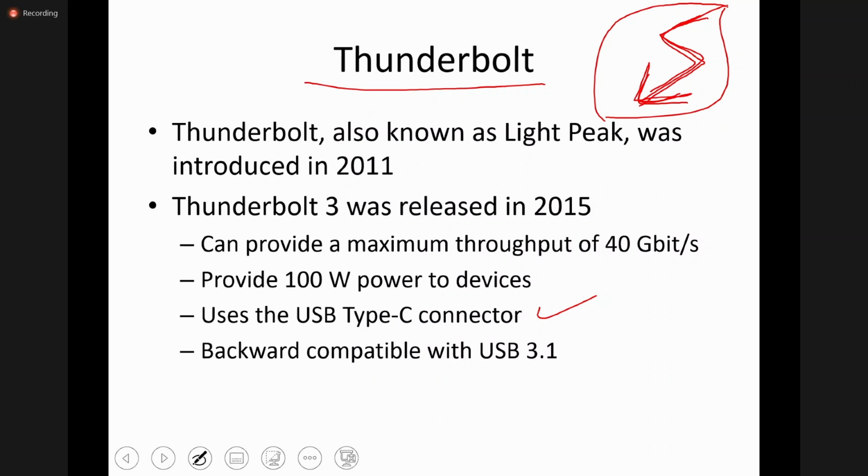This is the Thunderbolt cable. It comes as a USB cable but with more speed, and it can deliver 40 gigabits per second, and it can charge devices with 100 watts of power.